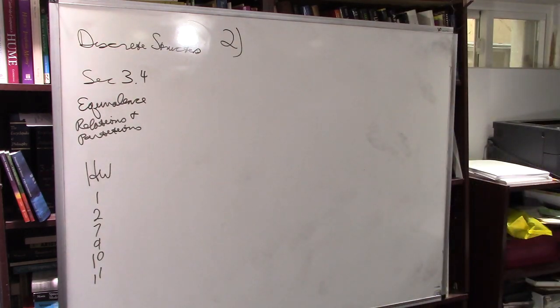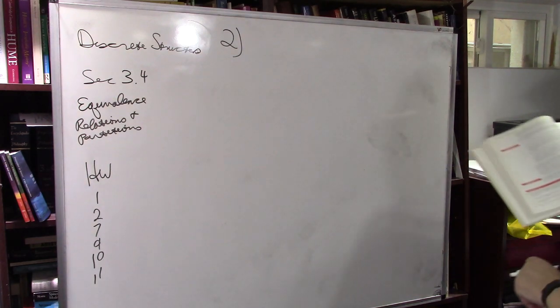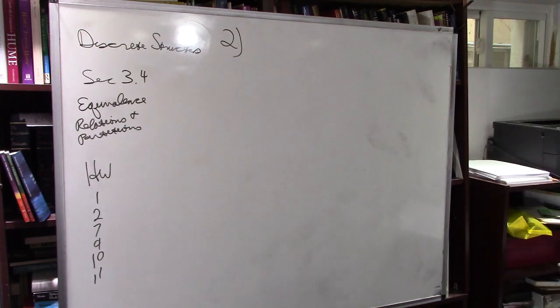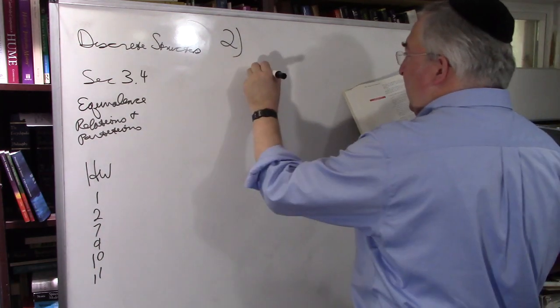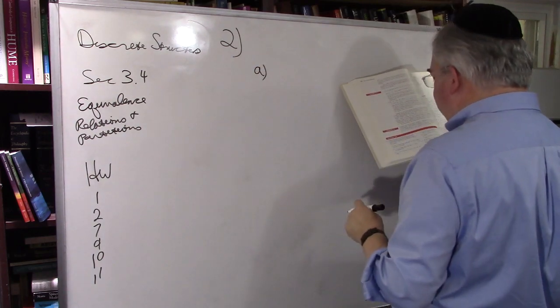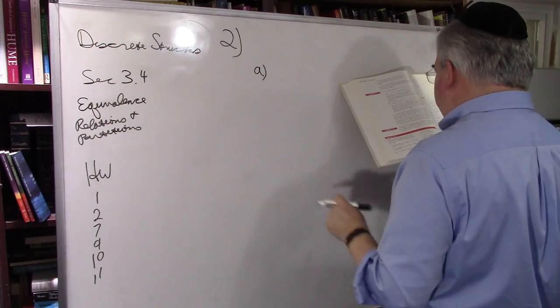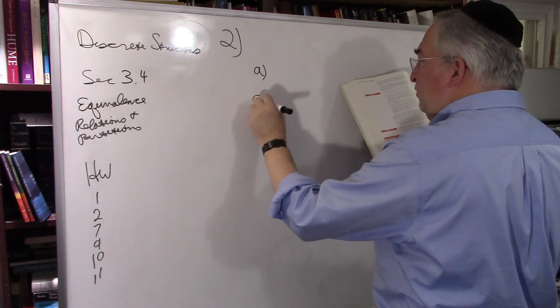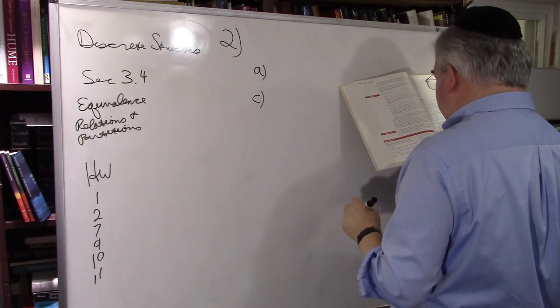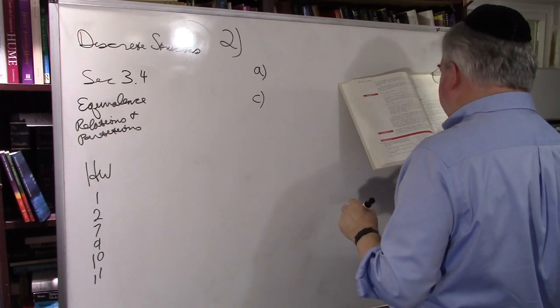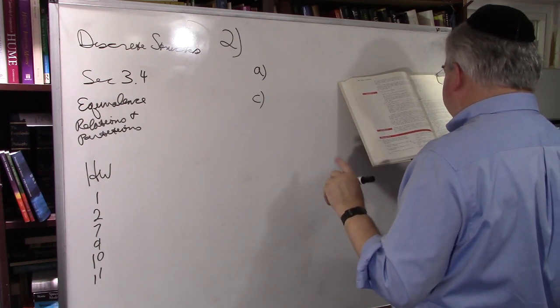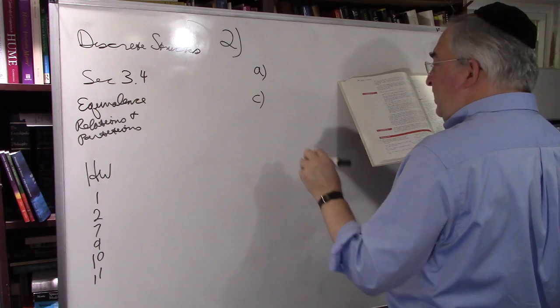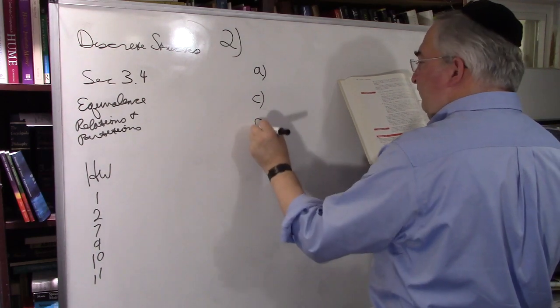Number 2. For each example of an equivalence relation in exercise 1, describe the members of some equivalence classes. So let's go through this. A was an equivalence relation. Those are parallel lines. B was not, perpendicular lines. C was the same state. That was. D was neighboring states. That was not. E was not. And F is.